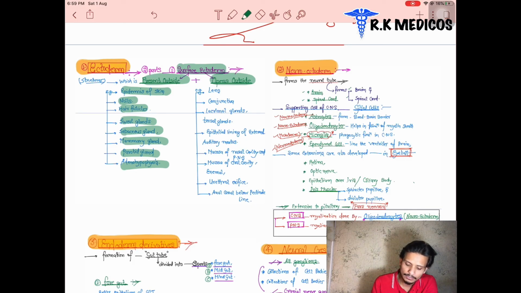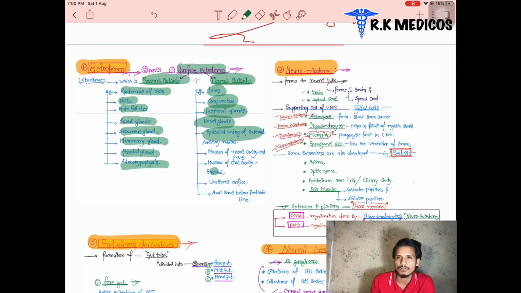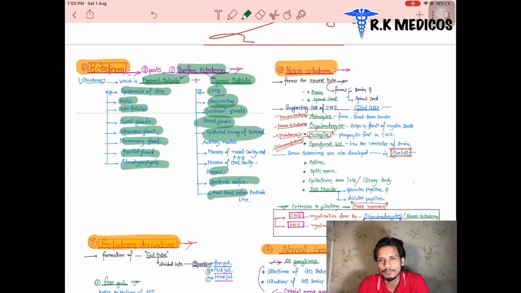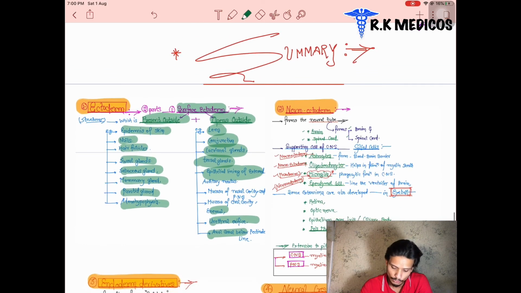Next, inside, we can see lens, conjunctiva, lacrimal gland, tarsal gland, epithelial lining, and the external urethral orifices or the anal canal. These all originate from the surface ectoderm. So you have to memorize these directly. What are the examples of the surface ectoderm? These are the examples of the surface ectoderm. We have to know them by heart.